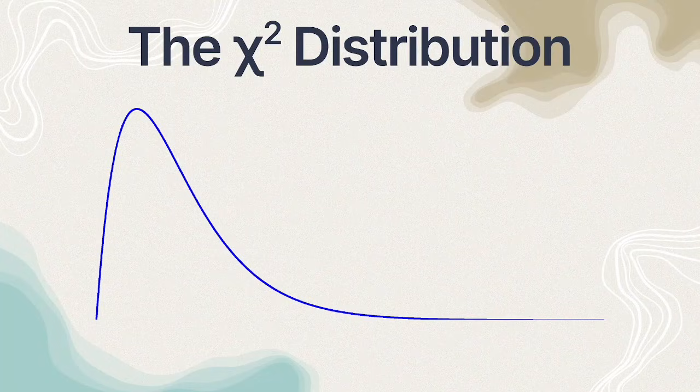So, our last type of test uses the chi-square distribution, which looks quite different. It is skewed to the right rather than symmetric. We use it whenever we are comparing categorical data, not means or proportions.